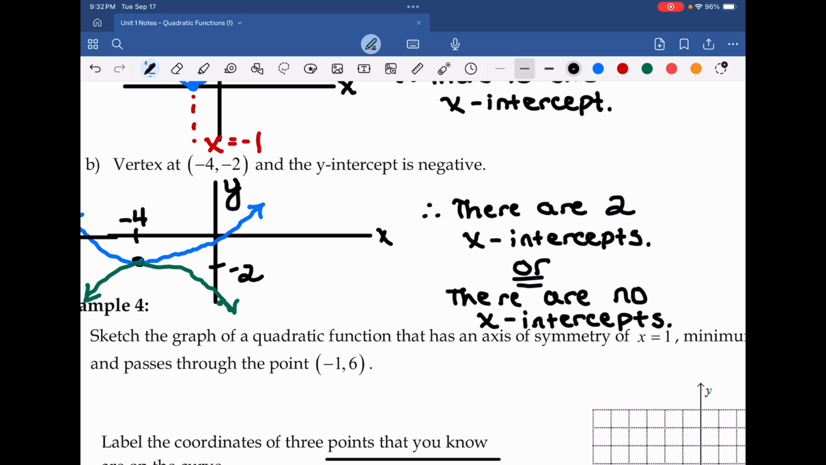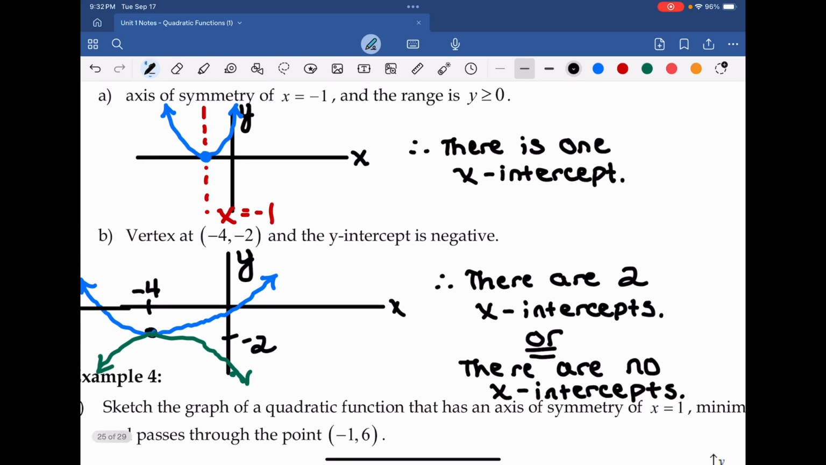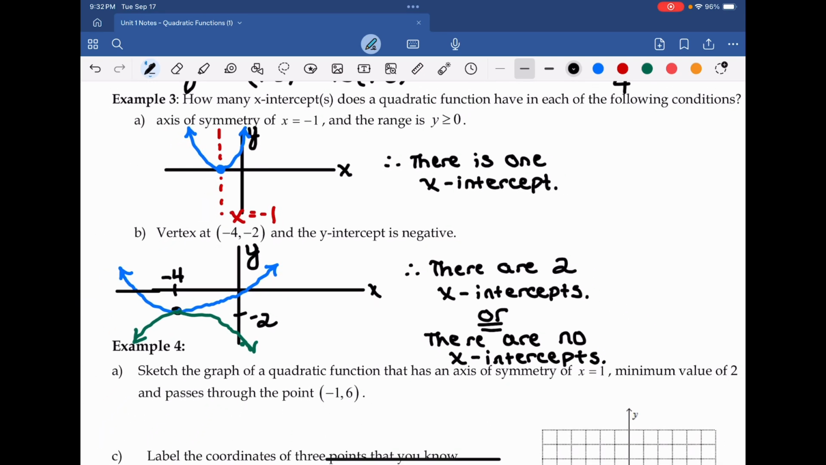Perfect. So there's actually two options here. Either we have two or we have none. And that's the different options here. So if we look at these in the grand scheme of things, the options are you either have one, you either have two, or you have 0. Those are the options we have at play with quadratics.